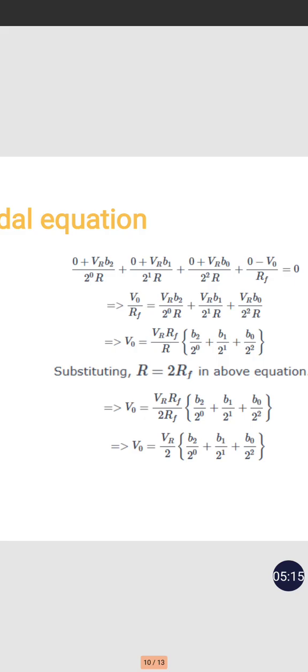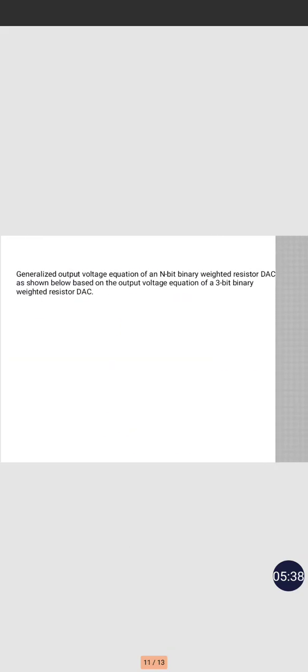In this, the number of bits in the binary input is 3, so we possibly have 8 values of output voltage by varying the binary input value from 000 to 111 for a fixed reference voltage. The generalized output voltage equation of an n-bit binary weighted resistor DAC is this one. V0 equals VR divided by 2 into (B(n-1) divided by 2 power 0 plus B(n-2) divided by 2 power 1 plus, and so on, up to B0 divided by 2 power n-1).